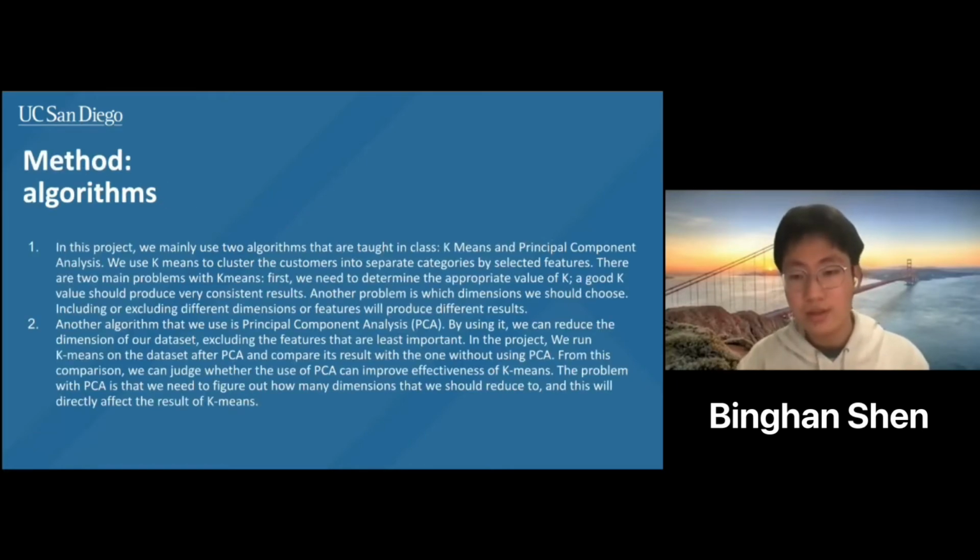Now, let's introduce the algorithms we use. In this project, we mainly use 2 algorithms that are taught in class, K-means and PCA. We use K-means to cluster the customers into separate categories by selected features. And there are 2 potential problems with K-means. First, we should determine the appropriate value of K. Second, we should choose the appropriate dimensions. By using PCA, we can reduce the dimension of our dataset, excluding the least important. The problem would be how many dimensions we should reduce to.